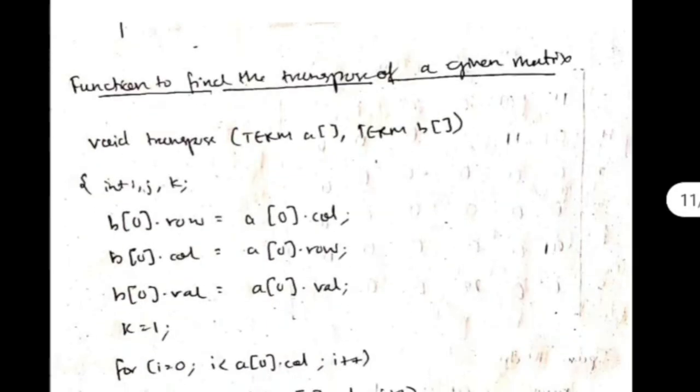Like that, next what we will do, we will increment j here. See, j value will be incremented. So a of j dot column, j was 1 before, now j will be 2.